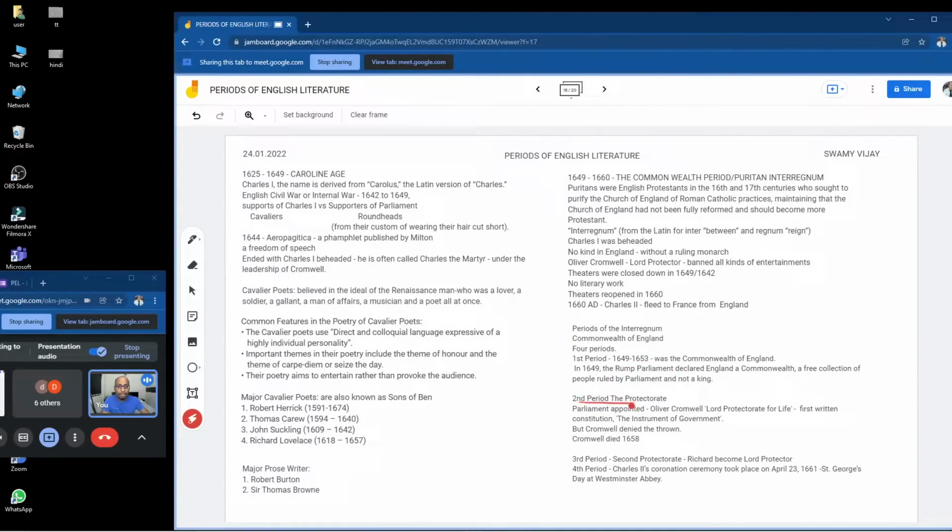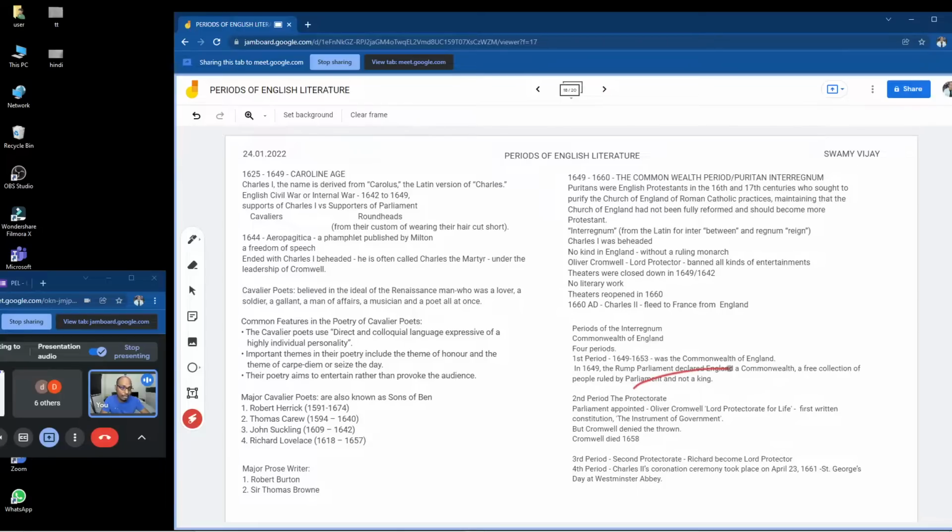So in the second period, what happened? The Protectorate. When this Parliament tried to become dominant over England, during the second period, Oliver Cromwell dissolved the Parliament, and the Parliament which he created afterwards appointed Oliver Cromwell as Lord Protector for life, in their first written constitution, the Instrument of Government.